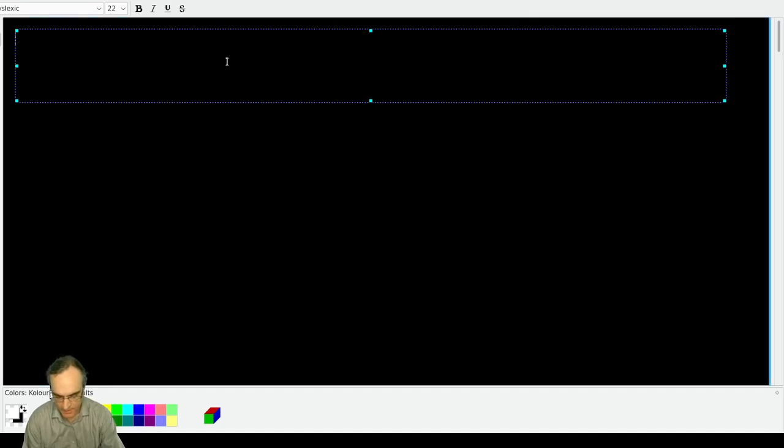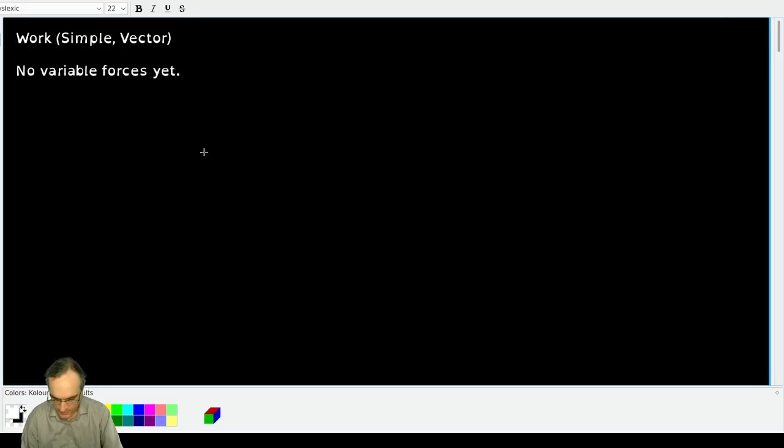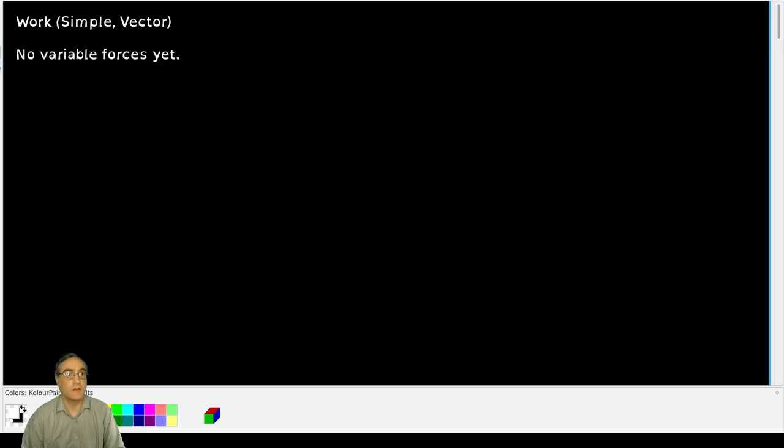All right, we are talking work in its simple vector format. We're not going to deal with variable forces yet. All right, so what is work? Work is energy transferred into or out of a system by external forces.